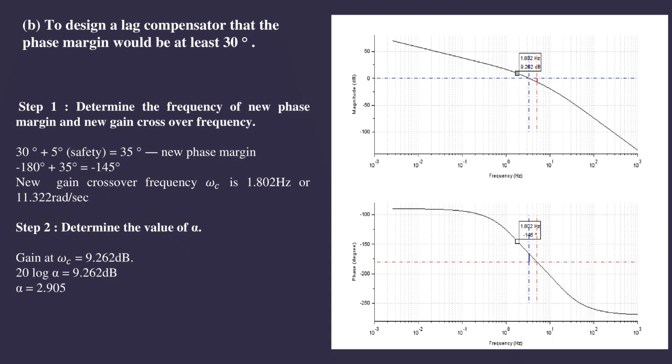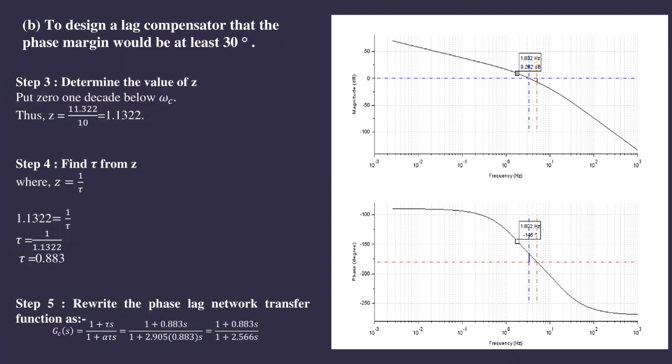Next, for step 2, to determine the value of alpha, based on the magnitude graph, for 1.802 Hz, we will get 9.262 dB as our gain. By using the formula 20 log alpha equal to 9.262 dB, the final value for alpha is 2.905. Next, for step 3, determine the value of Z. Put the zero one decade below the new gain crossover frequency, that is Z equal to 11.322 divided by 10, and the Z value will be equal to 1.1322 radians per second.